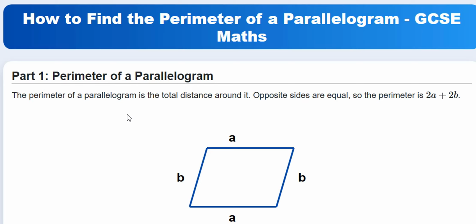Hello, in this lesson, we will learn how to find the perimeter of a parallelogram. As we said in lesson 1, perimeter is the total distance around a shape, and in our case, the shape is our parallelogram. So, to find the perimeter of this parallelogram, we need to add the length of all sides of the parallelogram.